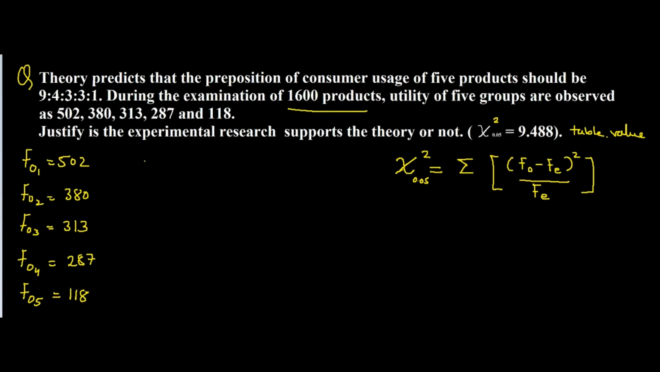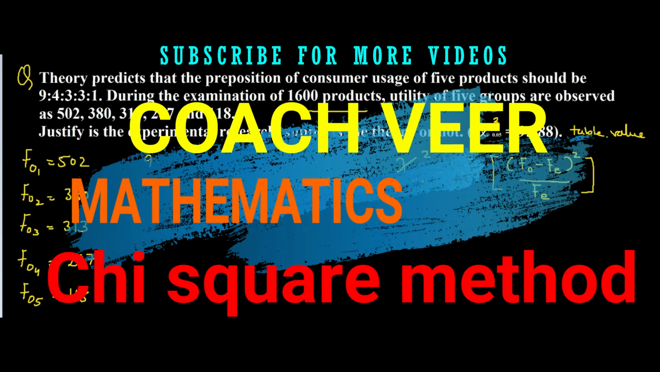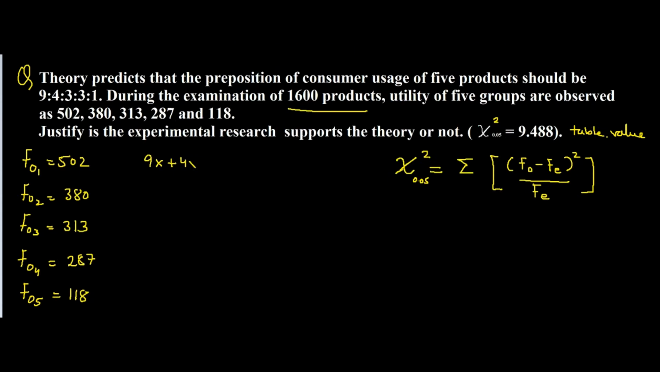Now you can see, as these are in ratios like 9x, 4x, 3x, 3x, these all sum up to 1600. If we add all of them, we get 20x equal to 1600. Because of that we can find that the x value is going to be 1600 by 20. We calculate it, the 0 cancels, and we get 80.